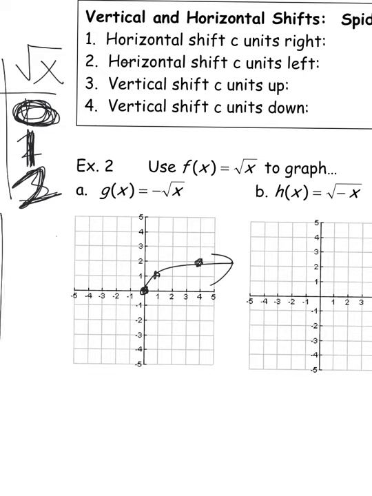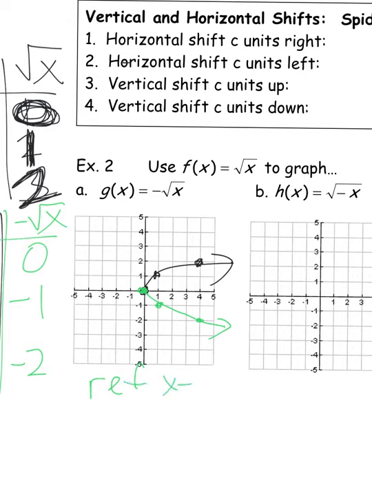G of x, I'll do that in green here, is negative root x. If I plug in 0, 1, and 4, the opposite of square root of 0 is 0, the opposite of square root of 1 is negative 1, and the opposite of the square root of 4, noting the negative is on the outside, gives us negative 2. So if I graph that, we get 0, 0; 1, negative 1; and 4, negative 2. The green graph relative to the black graph is a reflection about the x-axis.